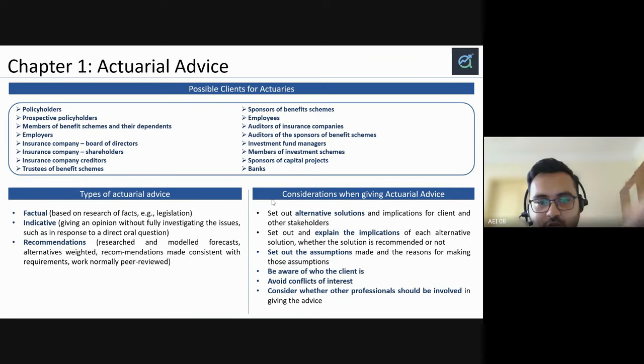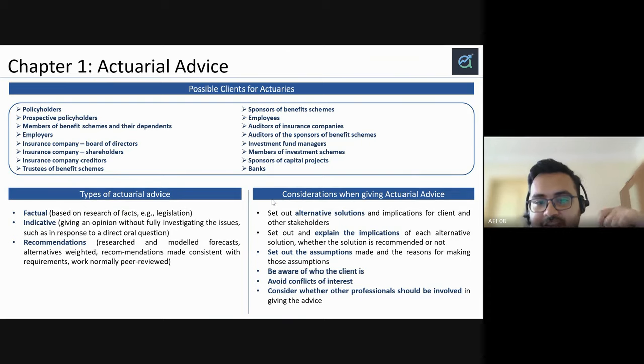Next thing, if you see towards the left hand side, there are different types of actuarial advice. It can be factual, indicative, and recommendations. You have to ensure that you understand the difference between these three. Whenever it is factual, it has to be based on research of facts. For example, you're advising based on the research you have done on all the legislation which is out there, and based on all that research you are providing this particular advice. In that case, it becomes factual.